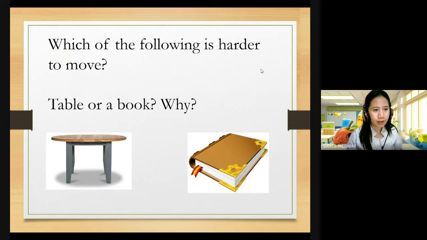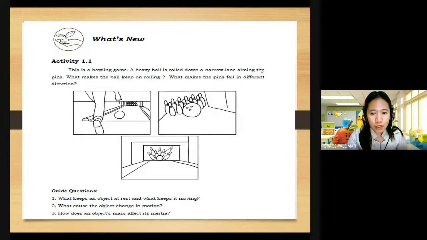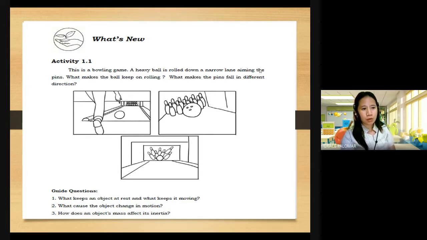Okay, next. When we check our self-learning module, we go to page 6, What's New. In our Activity 1.1, we have a bowling game. A heavy ball is rolled down a narrow lane, aiming at the pins. What makes the ball keep on rolling? What makes the pins fall in different directions? Let us try to answer the first question. What do you think makes the ball keep rolling? I'll give you 10 seconds again to answer.